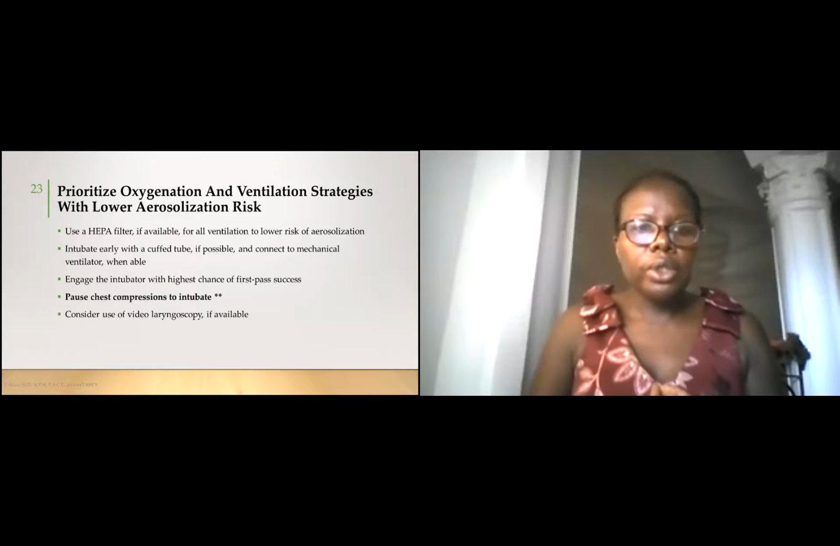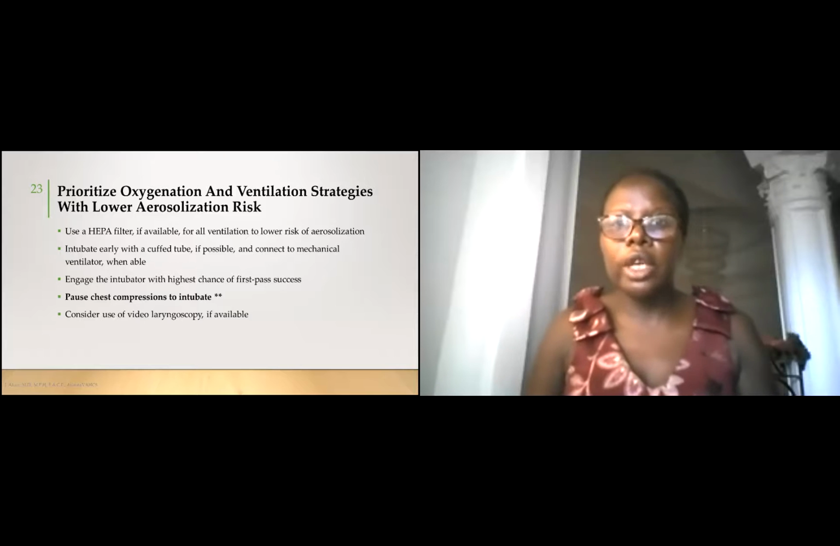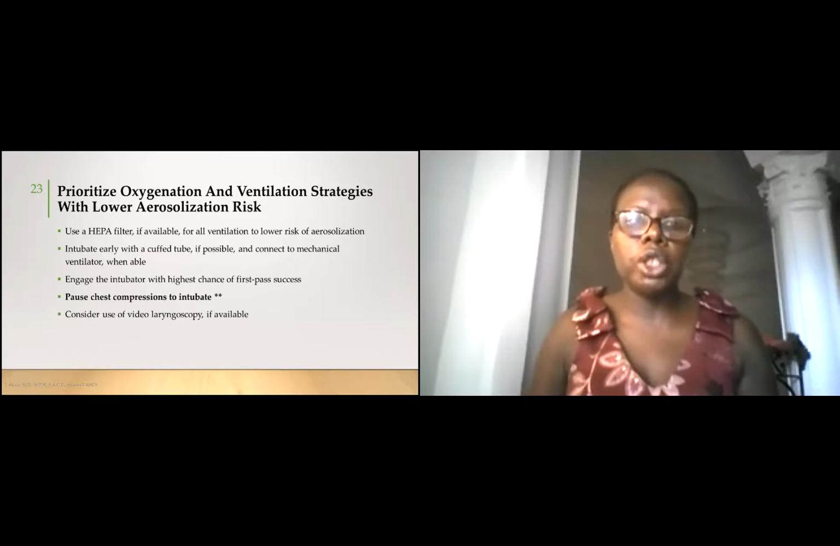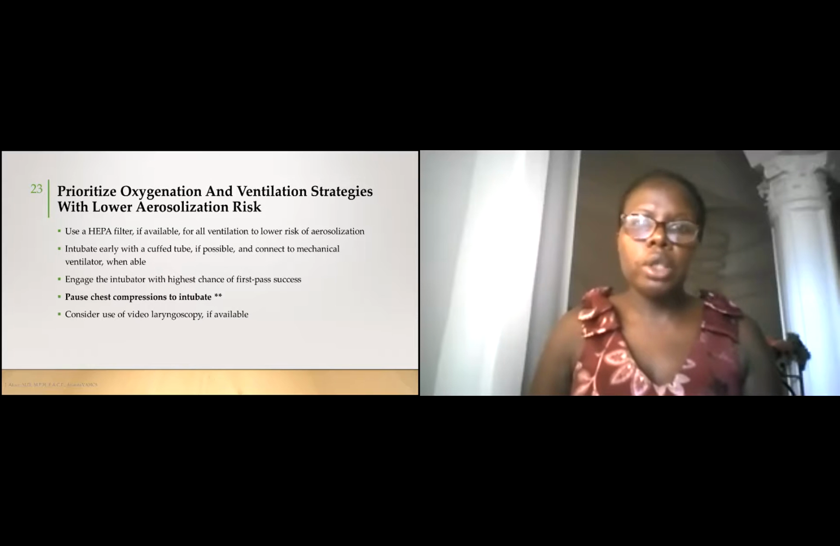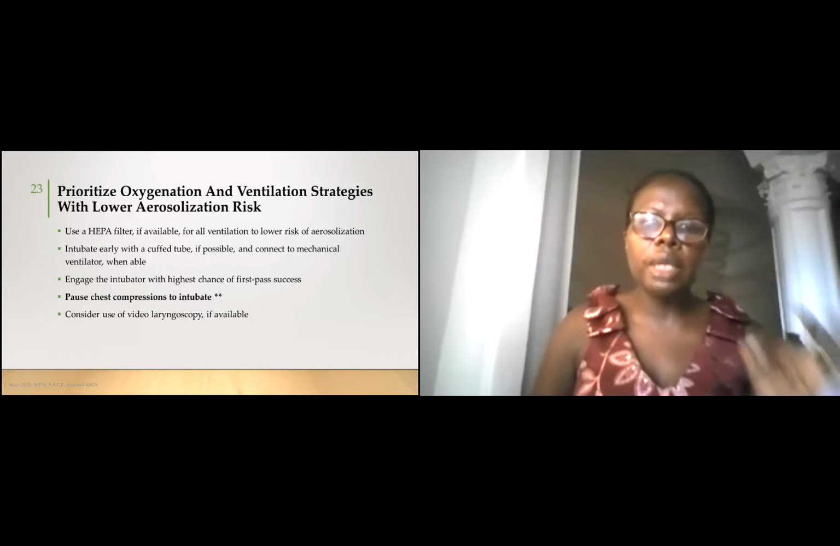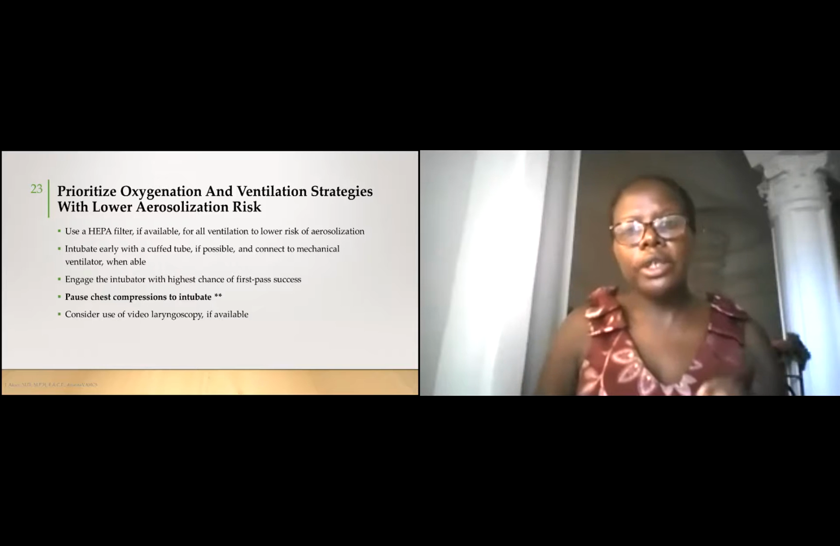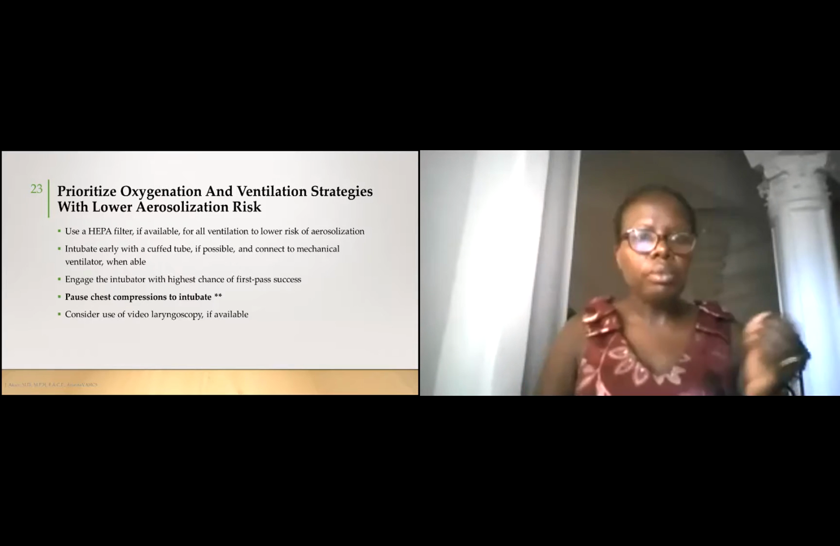Again, one of the things you want to do is pulse chest compressions when you are intubating. This is different from the American Heart Association guidelines for non-COVID patients. They don't really recommend you pulsing chest compressions during intubation. But for COVID patients, they recommend you do that in order to reduce aerosolization. And then you want to consider using video laryngoscopy if it is available.